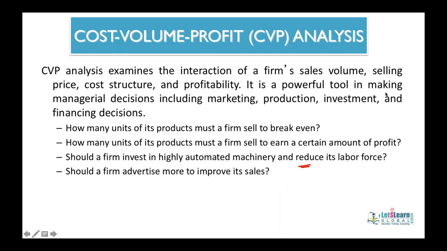So mostly you have interactive, application-based questions in the exam. So do not learn it as formula-based; learn it as practical, that is, how a firm can enjoy a good amount of profit with decisions.